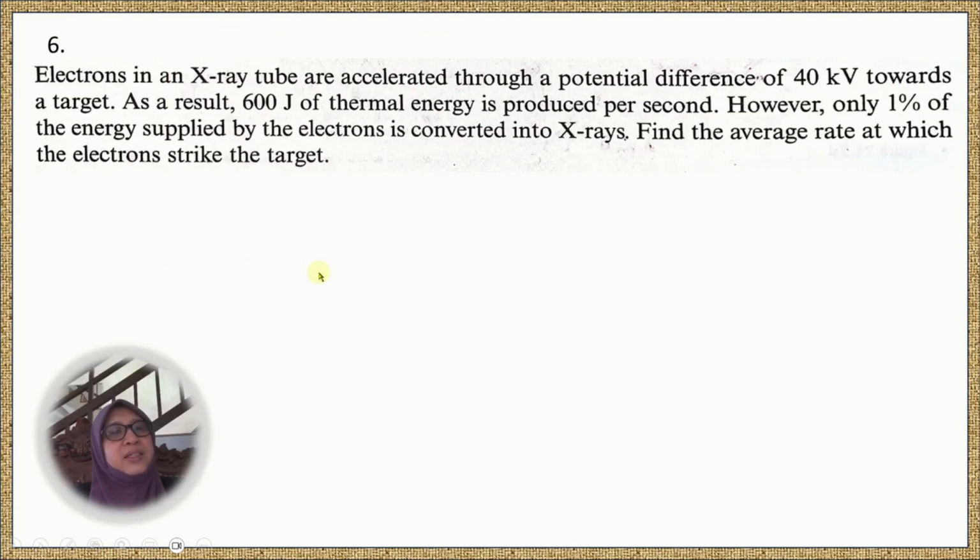Okay, question 6. Electrons in an X-ray tube are accelerated through a potential difference of 40 kilovolt towards a target. As a result, 600 joule of thermal energy is produced per second. However, only 1% of the energy supplied by the electrons is converted into X-rays. Find the average rate at which the electrons strike the target.